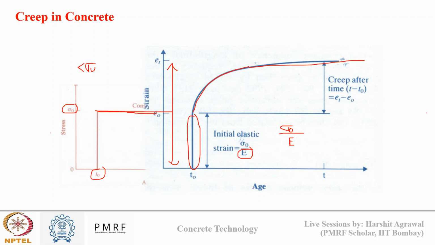This increment in strain that happened between t naught and t is known as creep. That is the difference between the long term strain and the elastic strain. So creep we define like this: creep is total strain minus elastic strain. This is creep.